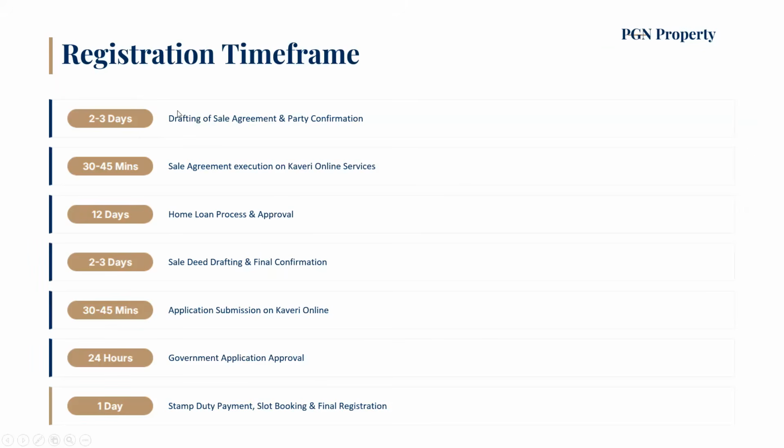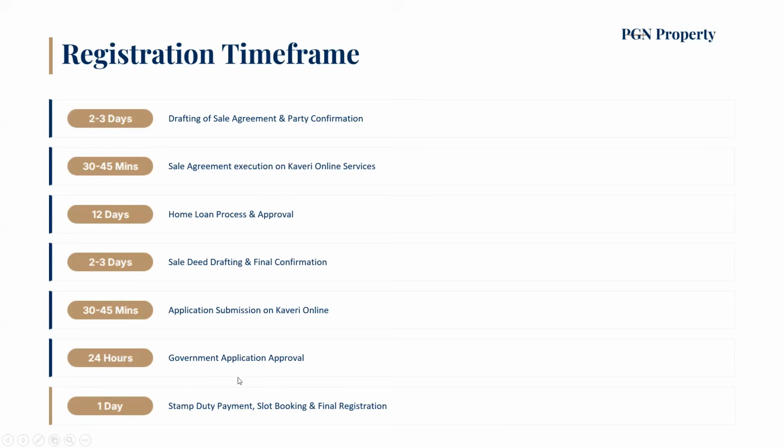These are our complete time frames. So sale agreement drafting and draft confirmation took us 2 to 3 days. Sale agreement execution took 30 to 45 minutes. Home loan processing took 12 working days, and sale deed drafting and draft confirmation took us 2 to 3 working days. Application submission for sale deed registration took us 30 to 45 minutes.